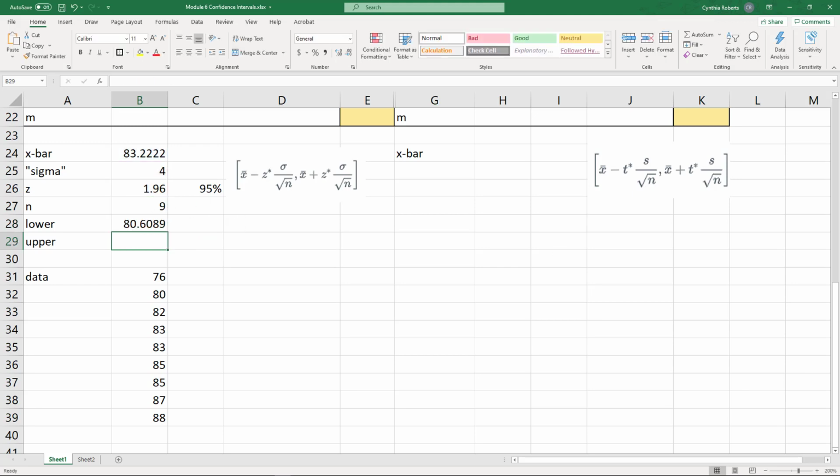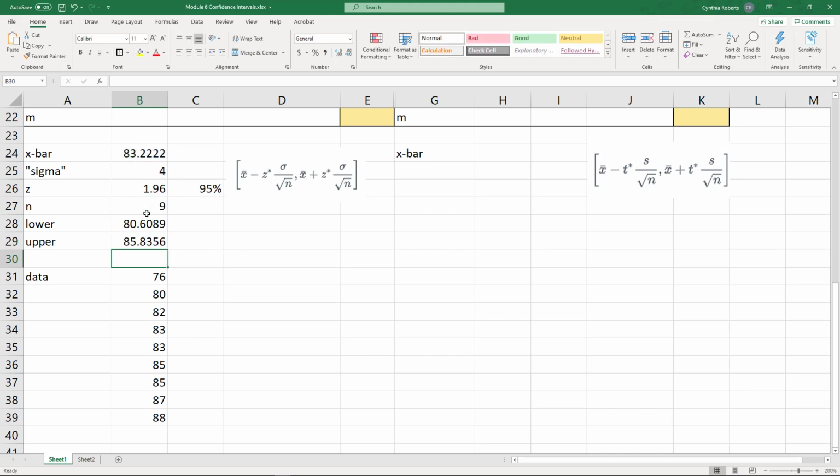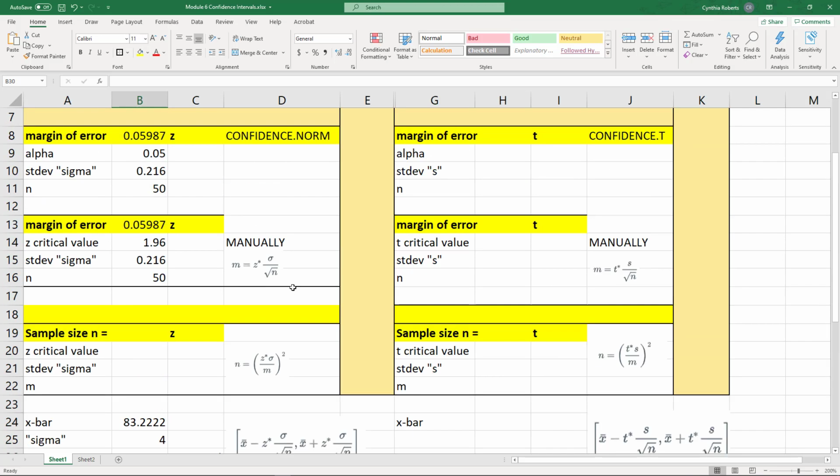And I hit enter, and that gives me a lower bound. I can do the same thing for the upper bound. All it is is just the plus now. Plus my critical value times sigma over the square root of my sample size. And you'll see that this will help you with the examples that you go through within the Zybooks.